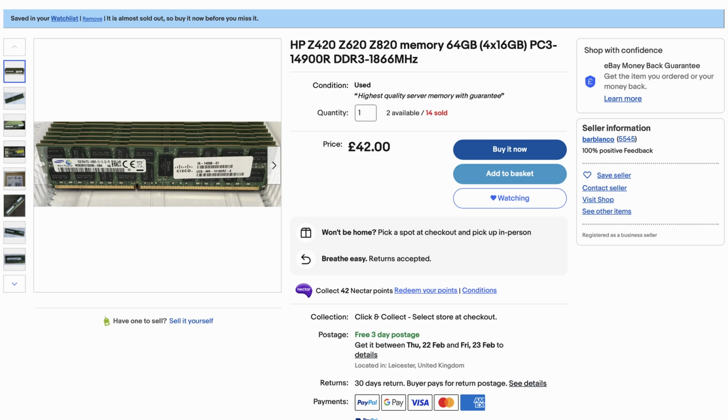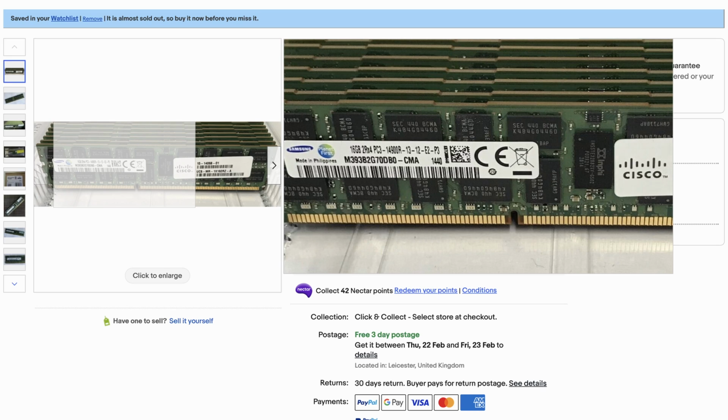And I found a couple of different options and they're both the same price for a 64 gig kit at £42. So the first option, it says it's HP memory. I think they're just saying it's suitable for those particular HP Z workstations. It actually looks like it's been pulled from Cisco hardware. And that's a really good sign because anything that's been pulled from a server is generally a good bet when it comes to buying hardware.